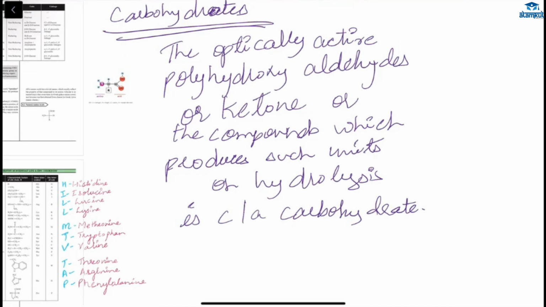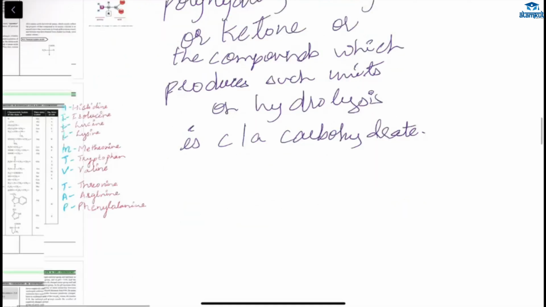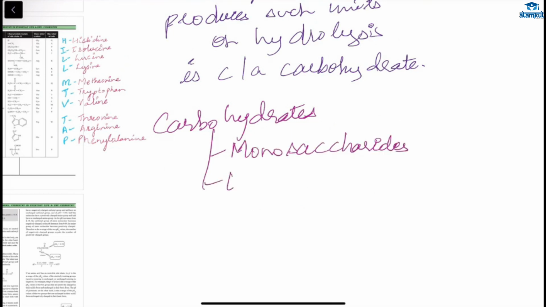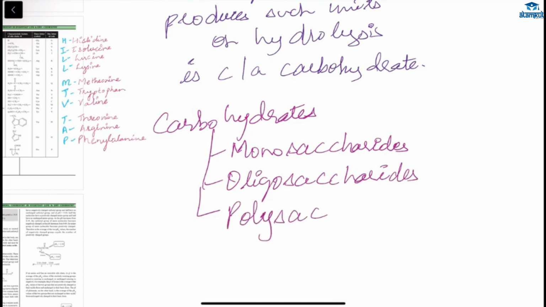Now they have been classified into monosaccharides, oligosaccharides and polysaccharides. Carbohydrates are classified into what? Monosaccharides, then oligosaccharides, then polysaccharides. Now what are monosaccharides? The simplest of the carbohydrates. They are so simple that they cannot be hydrolyzed further. They cannot break into further smaller components or pieces. Examples of monosaccharides, the simplest and most famous, are glucose or fructose.